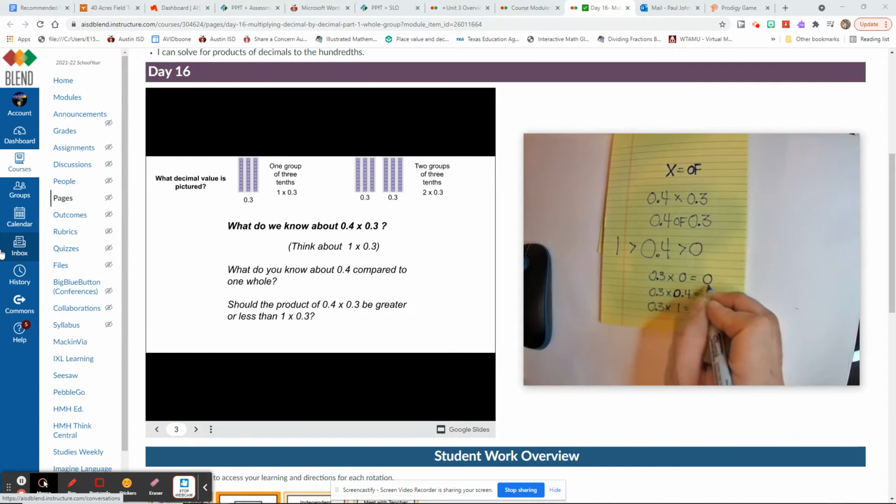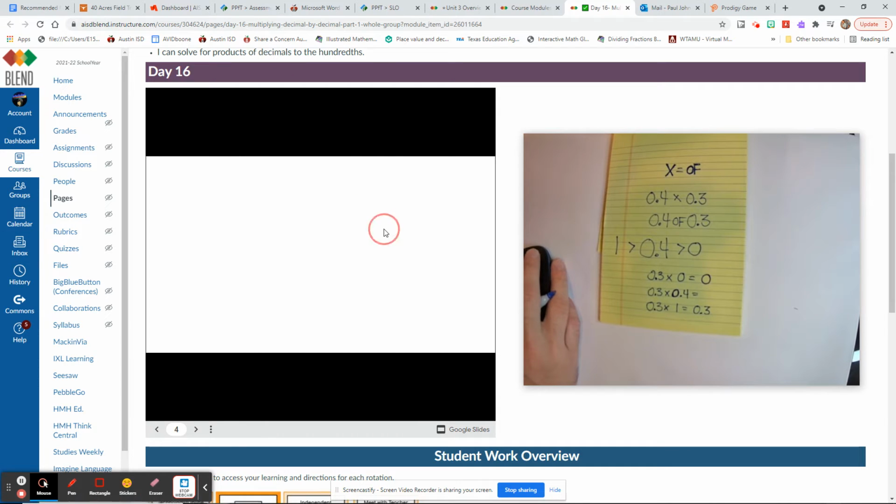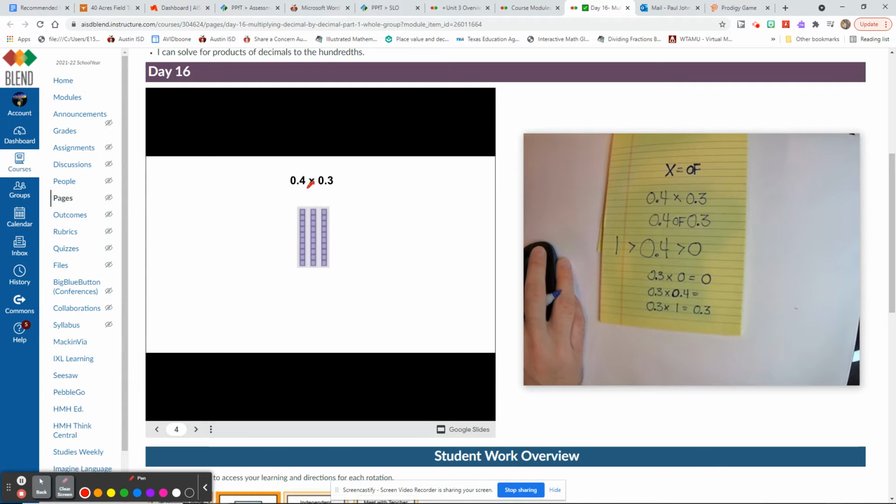So 4/10 times 3/10 should equal something between 0 and 3/10. Let's check it out. 4/10 times 3/10. Basically, what we're saying is 4/10 of 3/10.